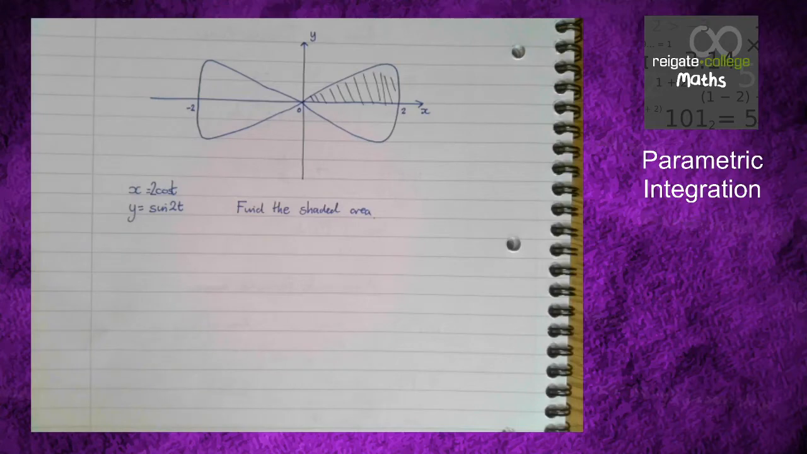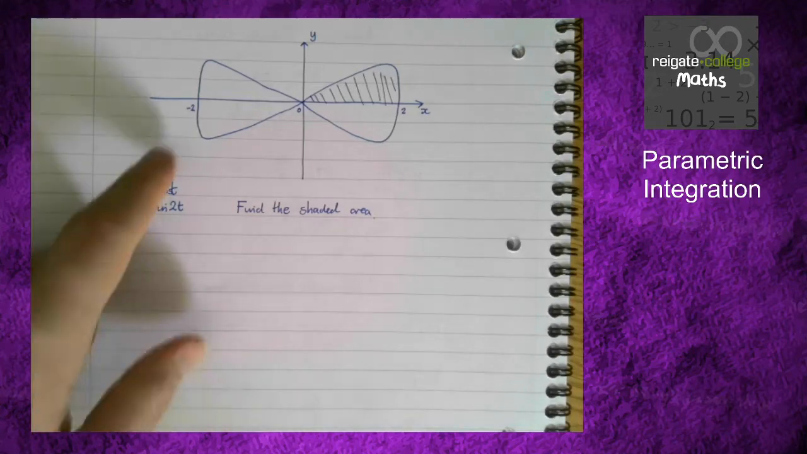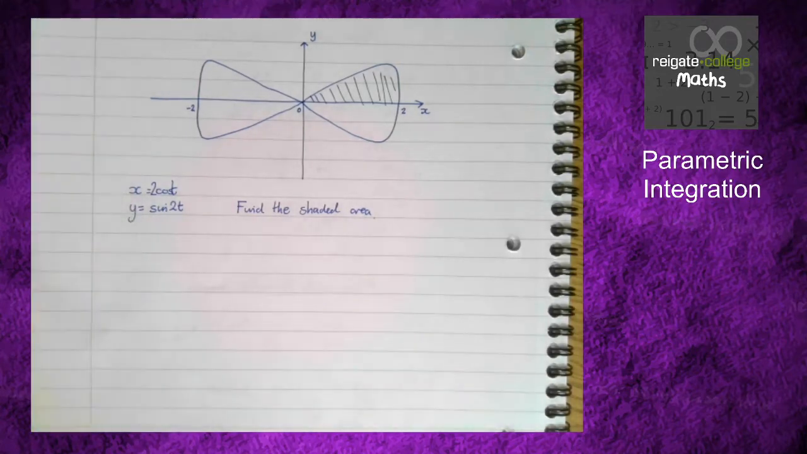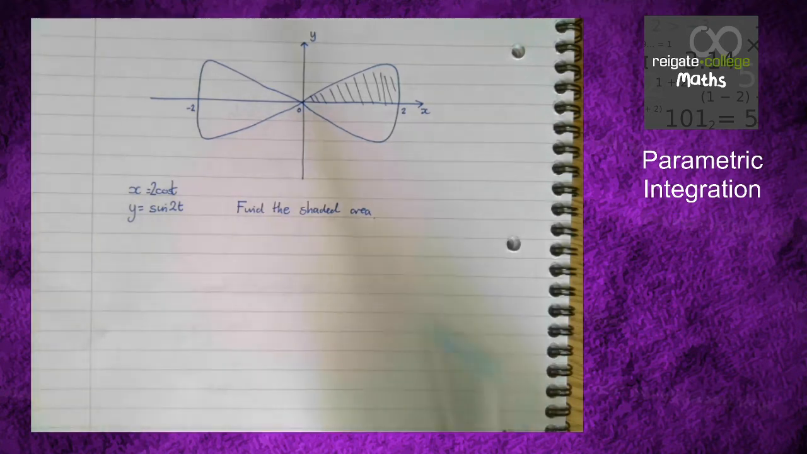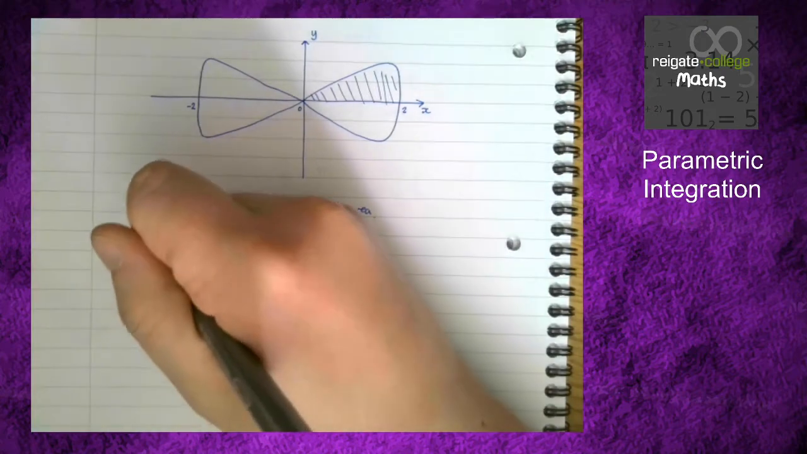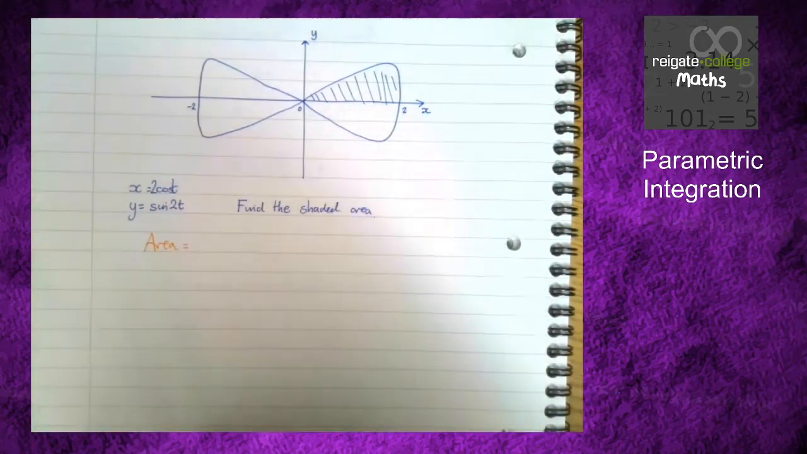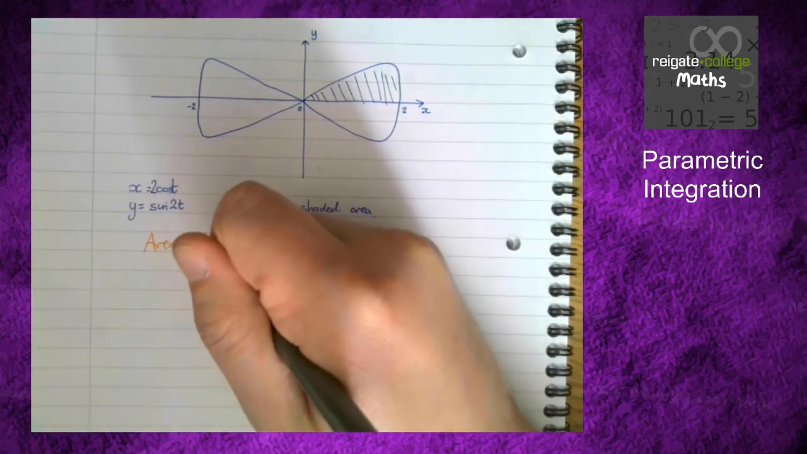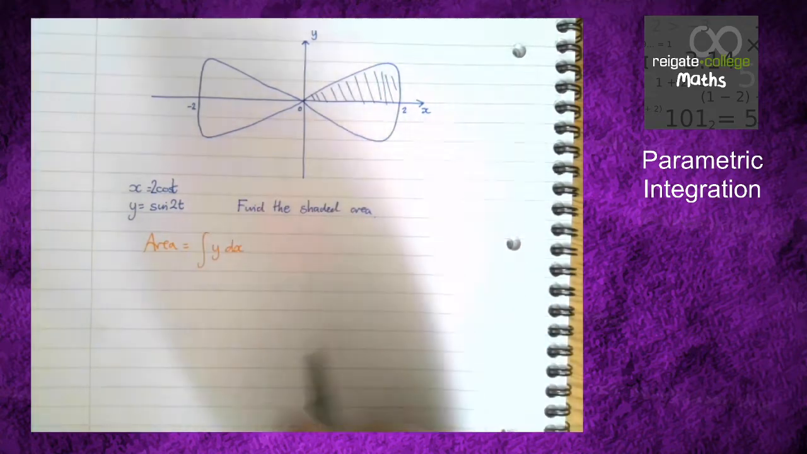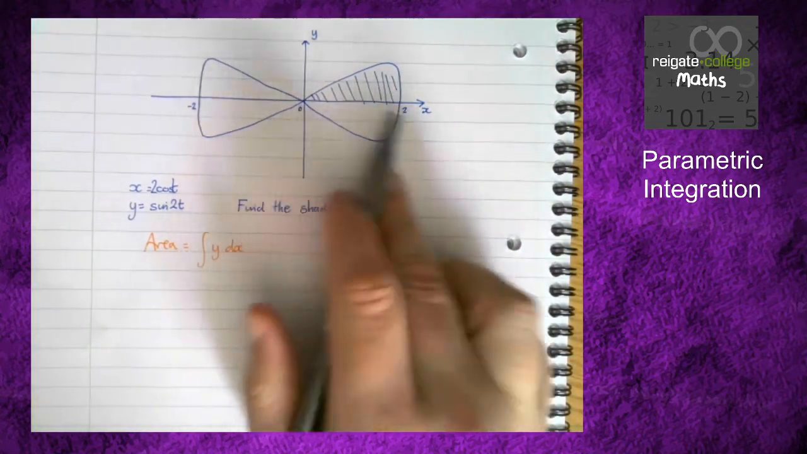So this is the example we're now going to look at. This is a passable drawing of this set of parametric equations. The graph shows when x is cos 2t and y is sin 2t, and we're going to try and find this shaded area. So we know that the area is the integral of y with respect to x between, we can see, 0 and 2.